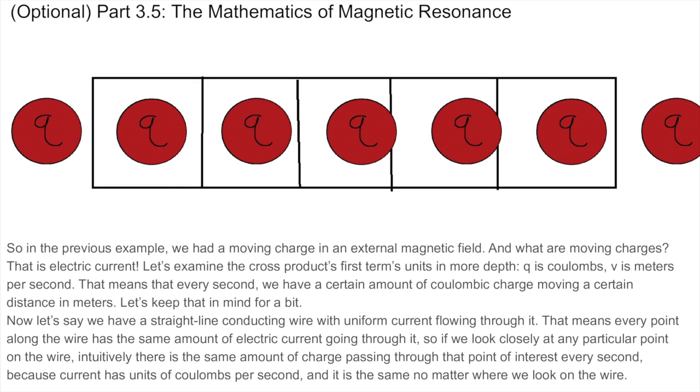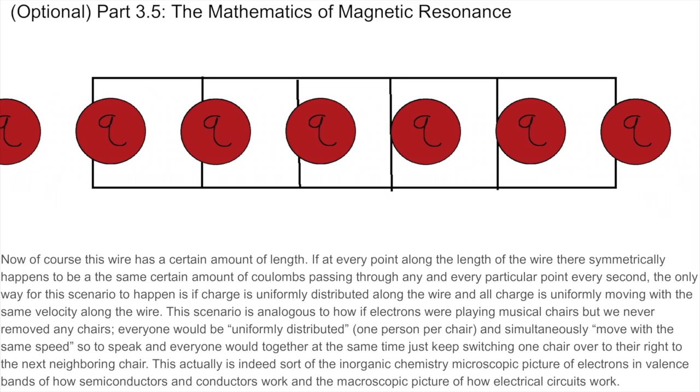Now let's say we have a straight line conducting wire with uniform current flowing through it. That means every point along the wire has the same amount of electric current going through it. So if we look closely at any particular point on the wire, intuitively there is the same amount of charge passing through that point of interest every second. Because current has units of coulombs per second, it is the same no matter where we look on the wire. Now of course this wire has a certain amount of length.